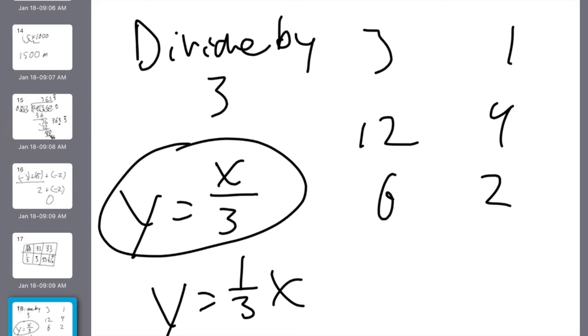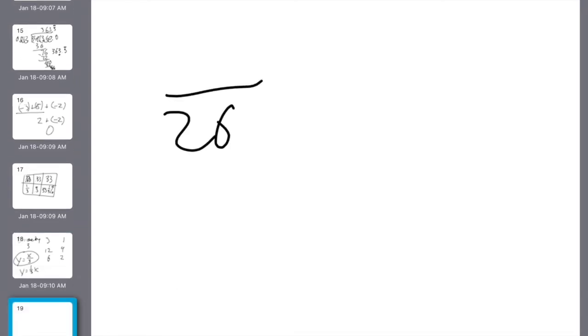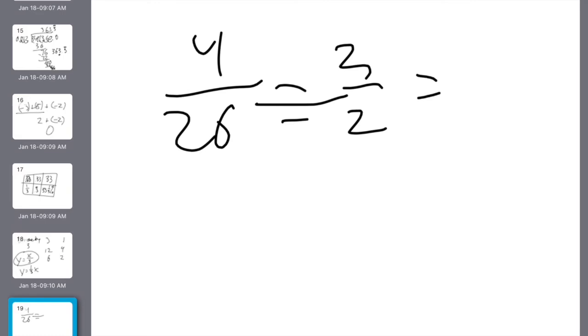Number 14, a deck of 26 cards has one letter of the alphabet on each card. What is the probability of drawing one of the letters in the word math from the deck? Well, guys, there's 26 letters, and you got 4 letters to choose from. So it's 4/26. I'm going to divide by 2/2, which equals 2/13.